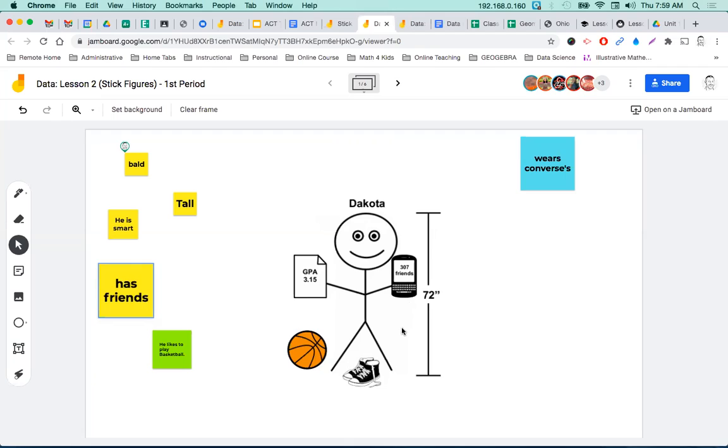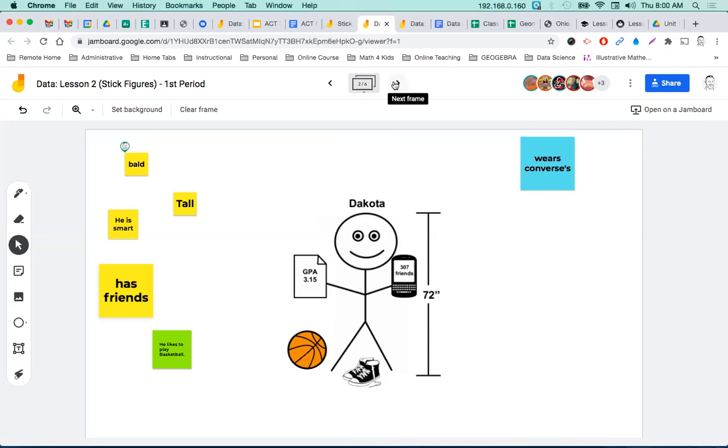Has friends. Could say he has a really old phone because I think that's a BlackBerry, and I don't think anybody uses those anymore. Yeah, but I like these. We could say he's 72 inches tall. Again, I like the things you guys are using. They're just different ways of recording something about Dakota.